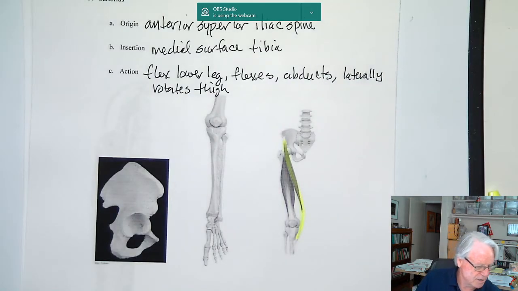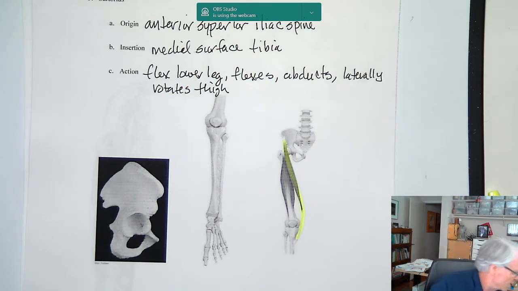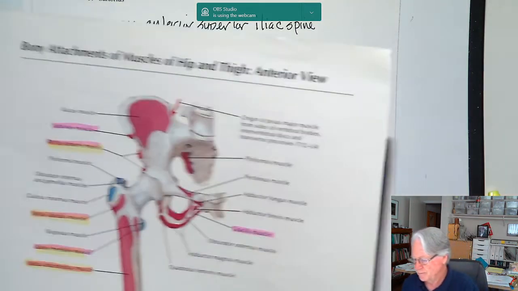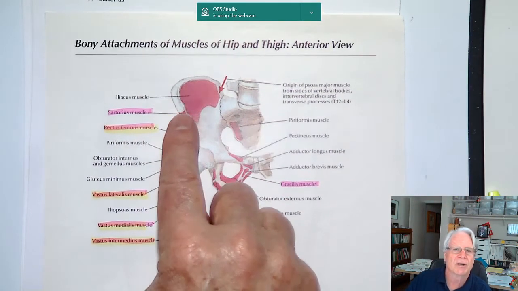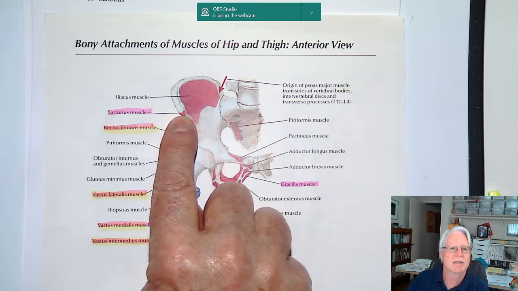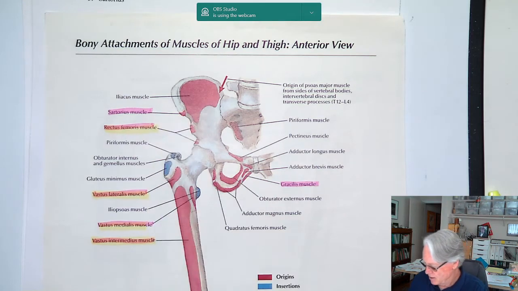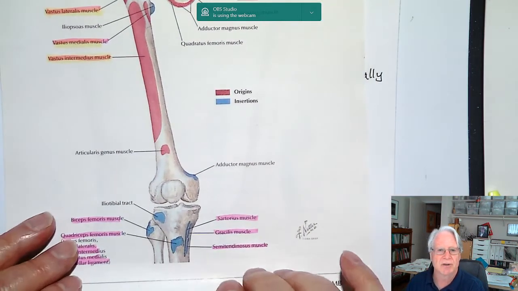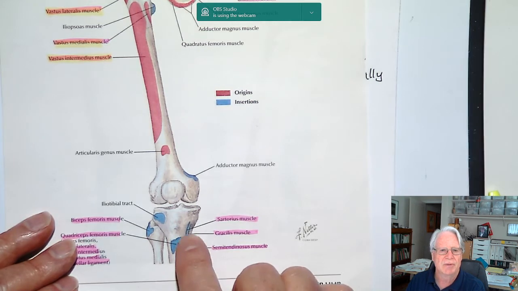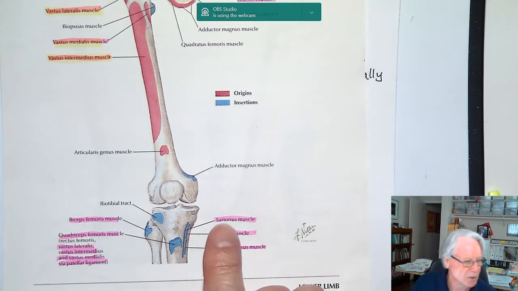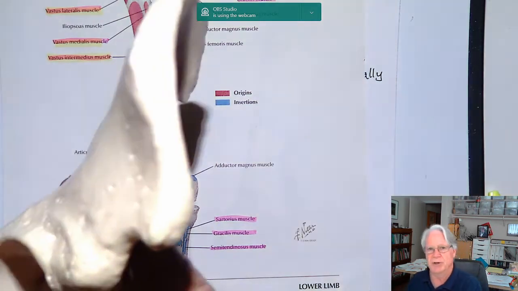Okay, let's take a look at, find that real quick. Where did it go? Here we go. That's posterior. I don't want that. This is anterior. So here we go. Sartorius muscle, origin, anterior superior iliac spine, and then the insertion is going to be all the way down here on this side of the tibia. So to begin with, we're going to start right here.